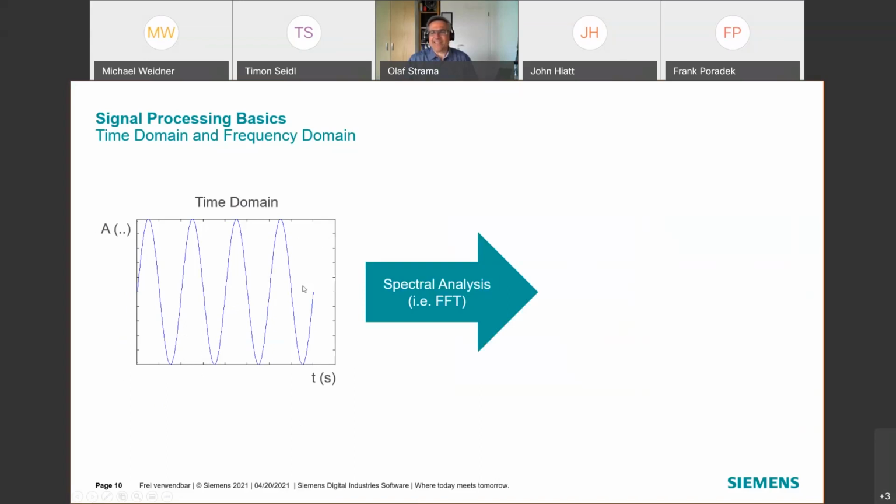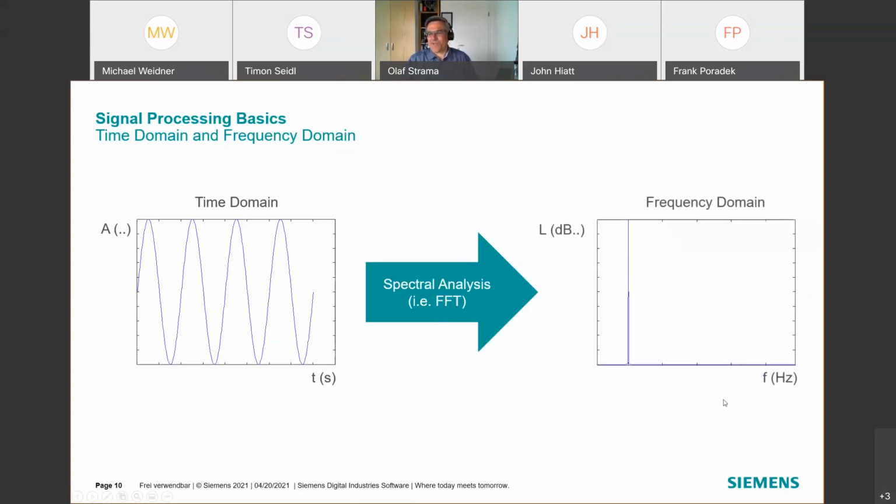And then I can do, for example, a spectral analysis, for example by using an FFT. And the result is a so-called spectrum. That means now I've done a transformation of the signal. It's only a kind of calculation. It doesn't change any information of the signal. It only represents the information in a different way.